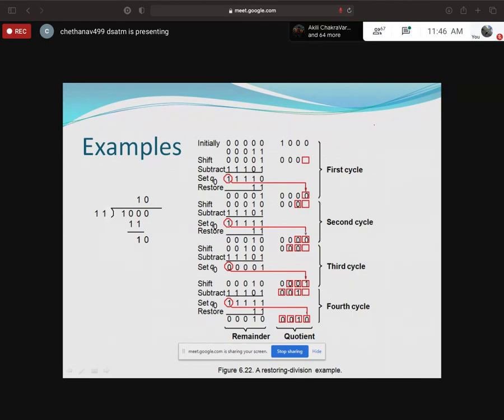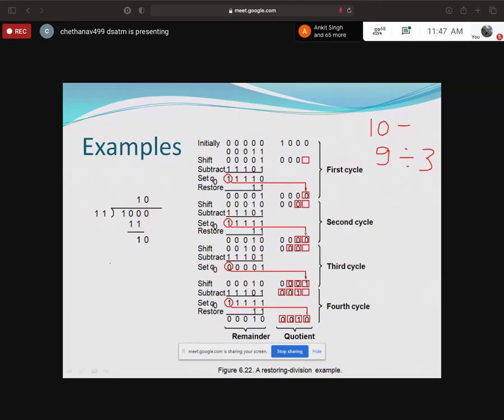Suppose I give you, you have to divide 9 by 3. Please understand here, everyone. See here, you have registers. I told you that you have to use 3 registers: one is A, one is Q, one is M. In the register A, you have to keep 0, 0, 0.